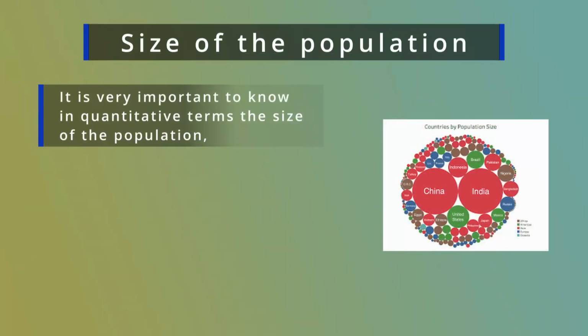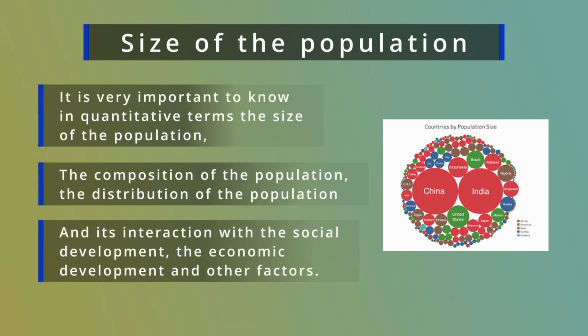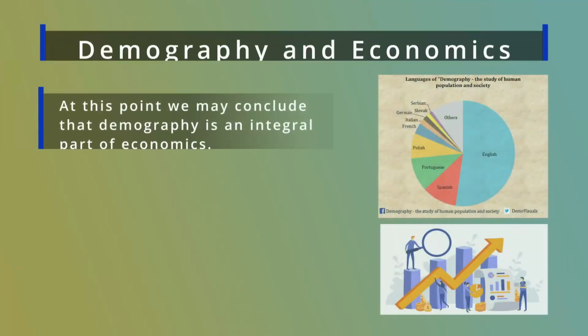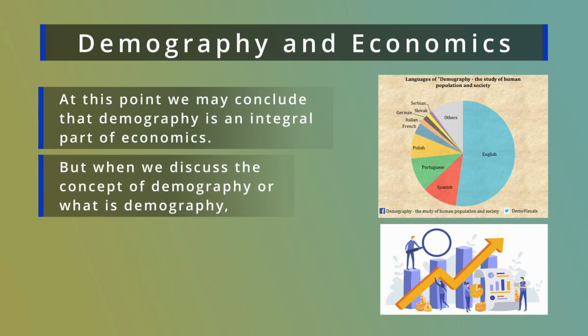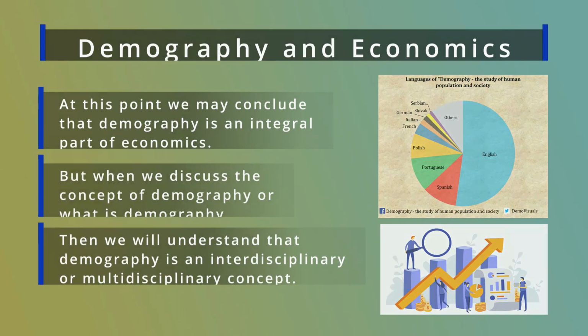So from point of view of economics, it is very important to know in quantitative terms the size of the population, the composition of the population, the distribution of the population, and its interaction with the social development, the economic development, and other factors. So, study of demography is important from the point of view of economics. At this point, we may conclude that demography is an integral part of economics. But when we discuss the concept of demography or what is demography, then we will understand that demography is an interdisciplinary or a multidisciplinary concept.